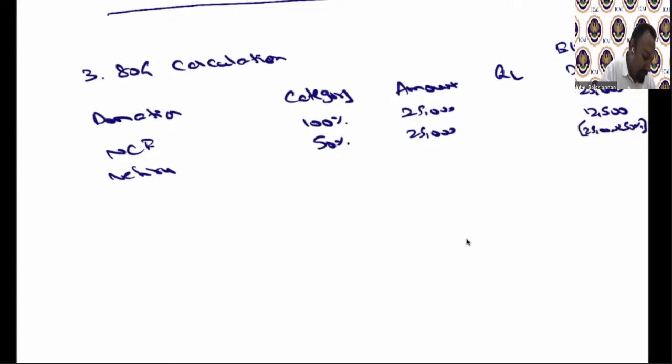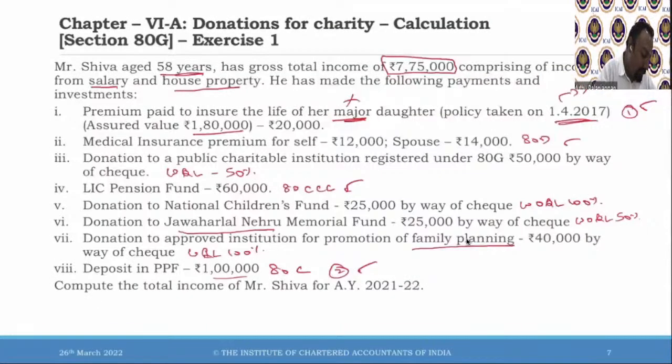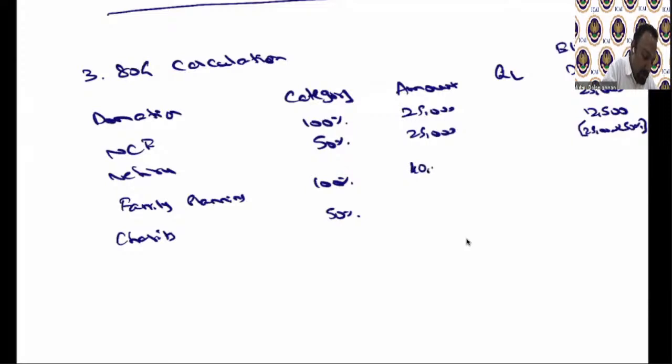Next, there are 2 under charity. You first write family planning because the preference is 100%. So family planning is 100%, and then you have charity, which is 50%. The amount for promotion of family planning is 40,000 and for the charitable institution is 50,000.